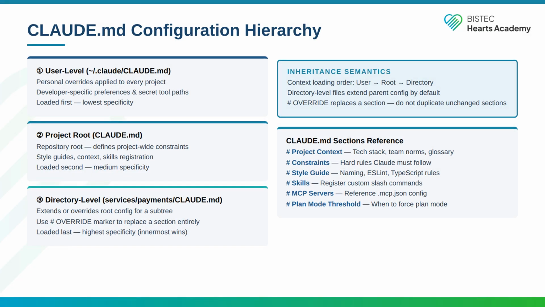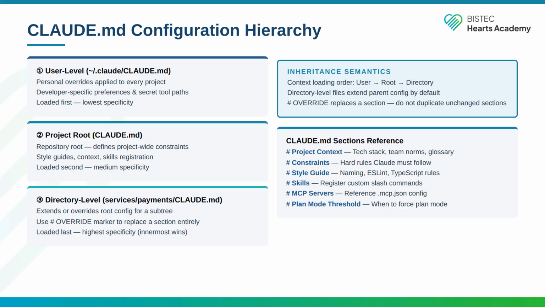The CLAUDE.md hierarchy works on 3 levels, and understanding the inheritance semantics is foundational to everything else in this session. Think of it like CSS specificity or Kubernetes config map overrides. The innermost, most specific level wins. The outermost level provides defaults that apply everywhere unless overridden.